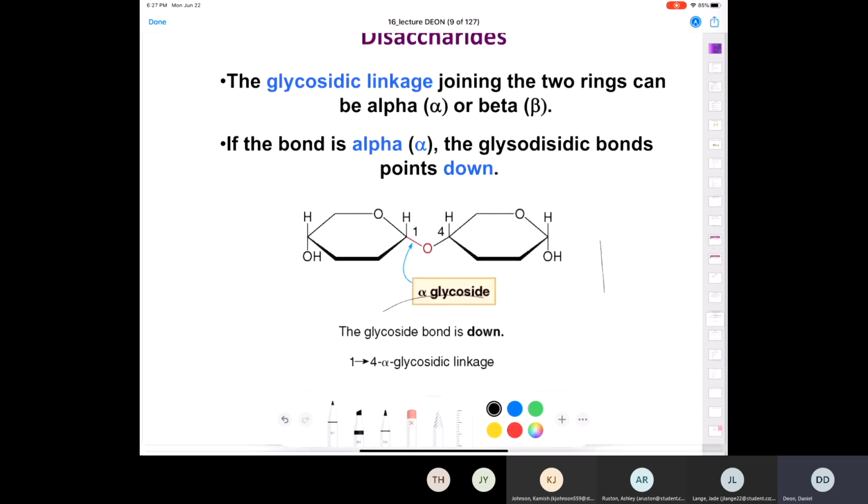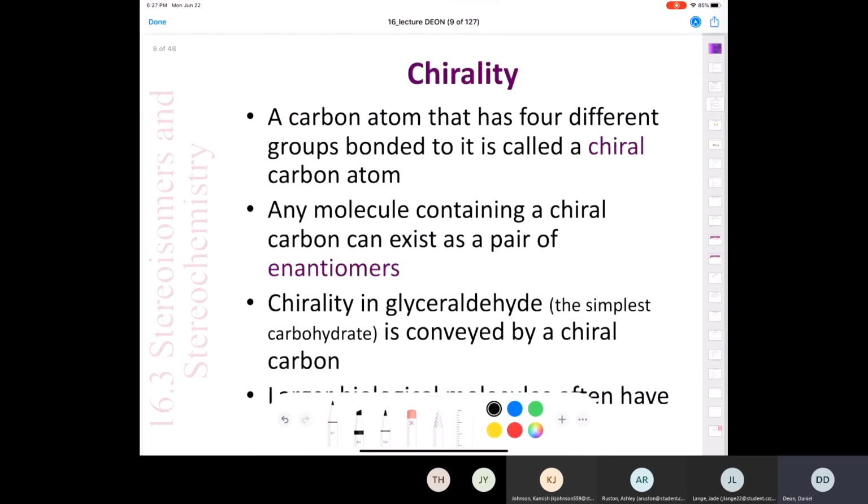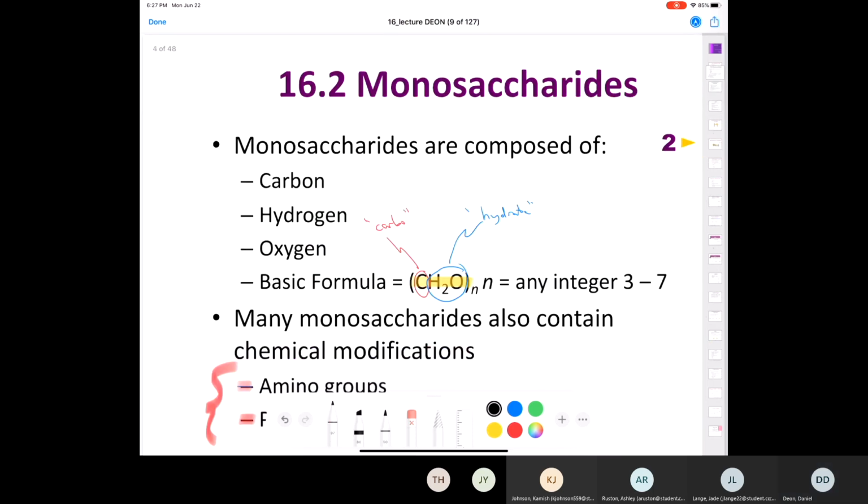If I go back to my D-glucose molecule, wherever the heck it was, are you kidding me?